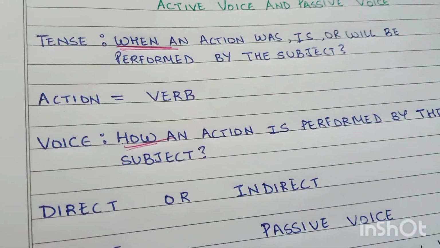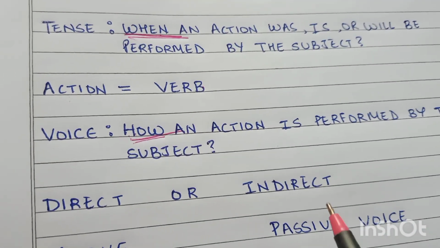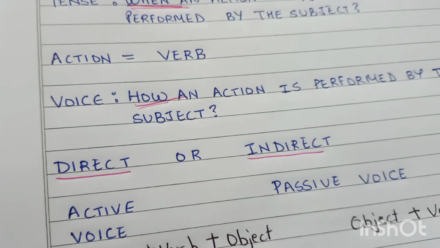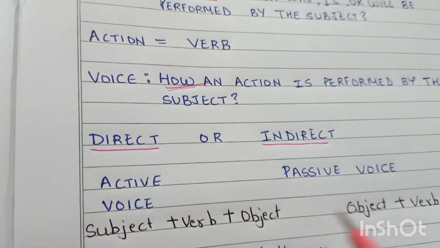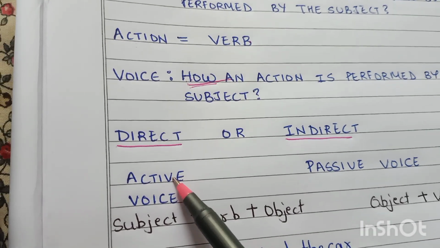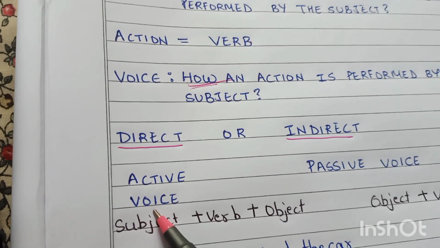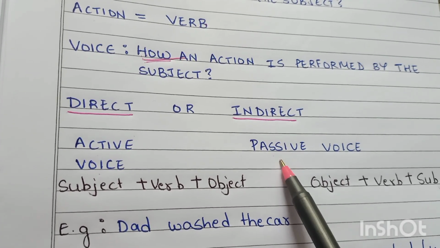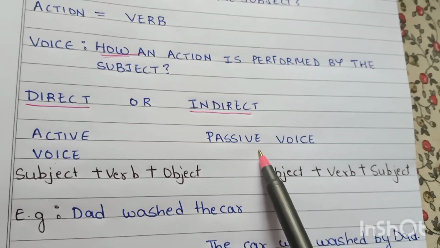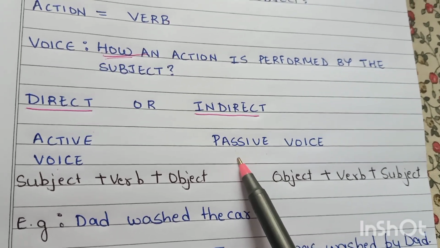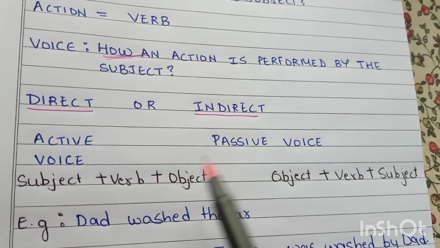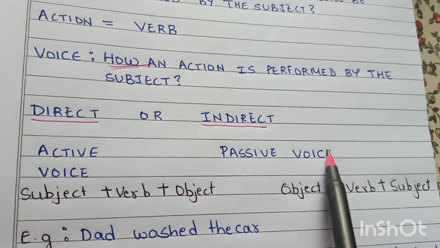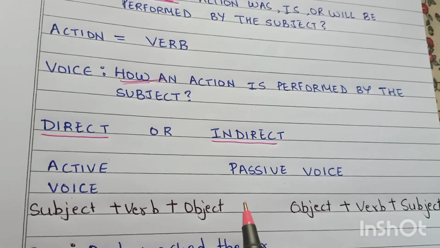So the question how comes here. So how is the action performed? It is directly or indirectly. Okay. So when an action is performed directly by the subject, it is called active voice. And in the sentence, when the action is shown to be indirectly performed by the subject, then it becomes passive voice. Okay, when I say directly and indirectly, I'll explain to you with an example and then you'll be able to understand.